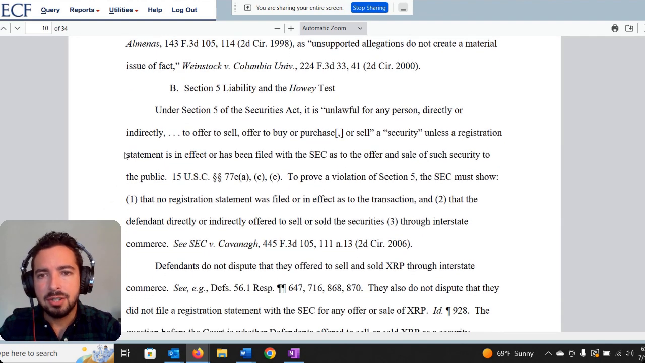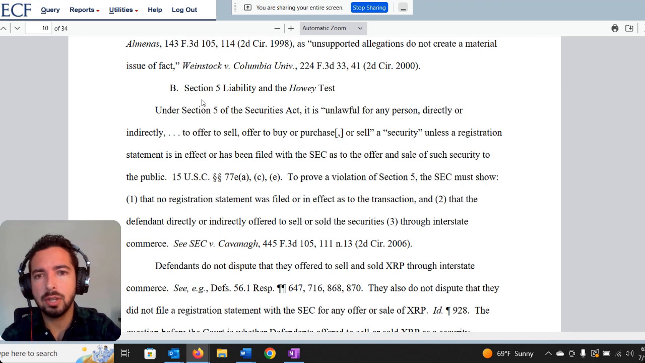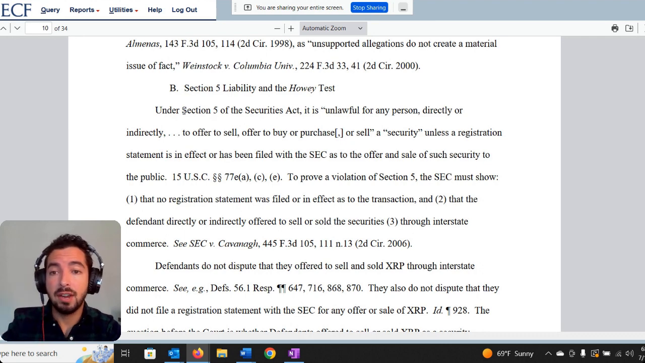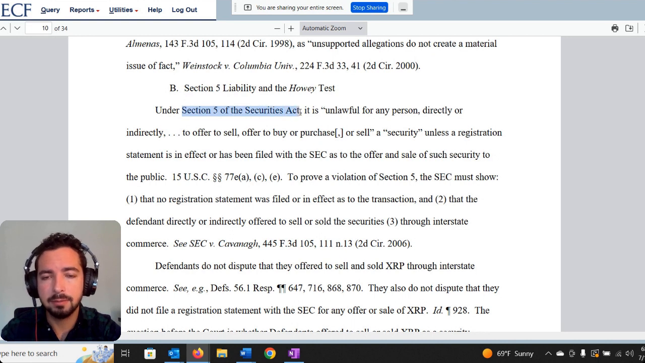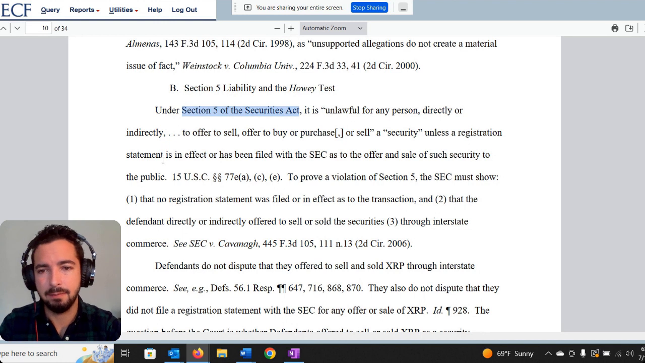Okay. Section 5, liability and the Howey test. So this is where we get into the actual case law, the Howey case, and also what federal law we are dealing with that is at issue, right? So under Section 5 of the Securities Act, so that's the federal code that we are dealing with, it is unlawful for any person directly or indirectly to offer to sell, offer to buy or purchase or sell a security, whatever that means, unless a registration statement is in effect or has been filed with the SEC as to the offer and sale of such security to the public.